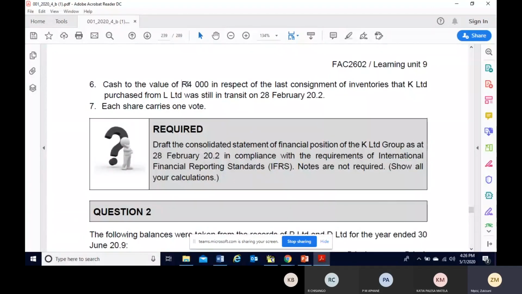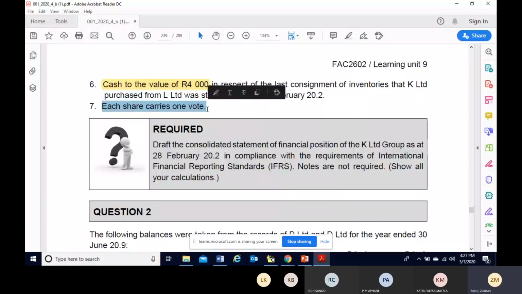Cash to the value of 4,000 in respect of the last consignment of inventories that KLTD purchased from LLTD was still in transit on 28 February 20.2. So we've got this 4,000 that we must deal with. It's no longer inventories, it's cash, so please do not be confused. It's a cash amount that we are talking about that is still in transit from LLTD. This amount has not yet been paid by K. It's still in transit.